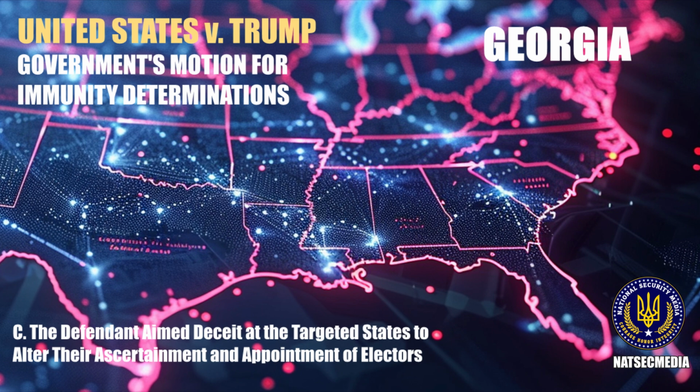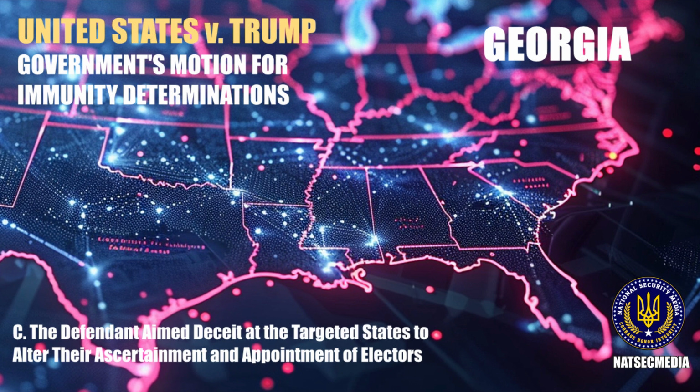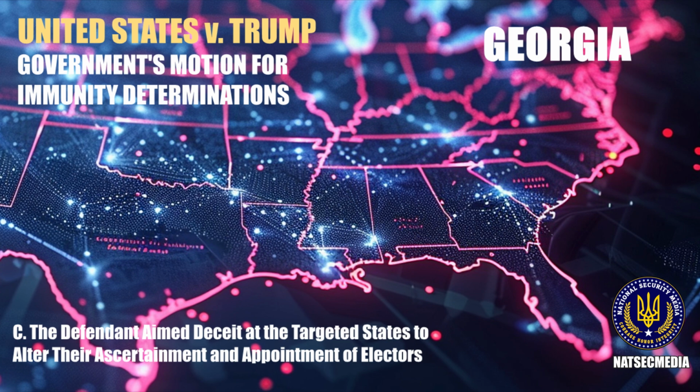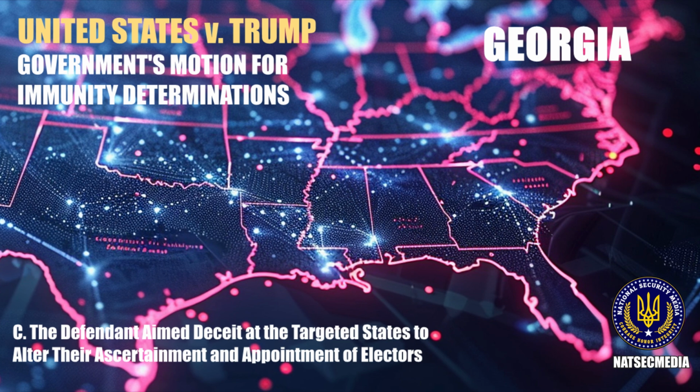On January 2nd, Georgia Secretary of State Raffensperger appeared on Fox News and said that various rumors of election fraud were false, and the defendant had lost in Georgia.